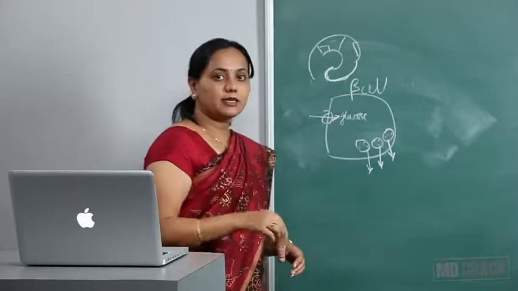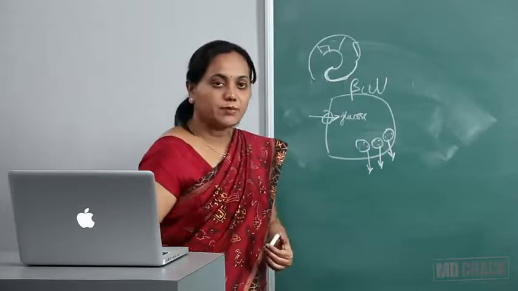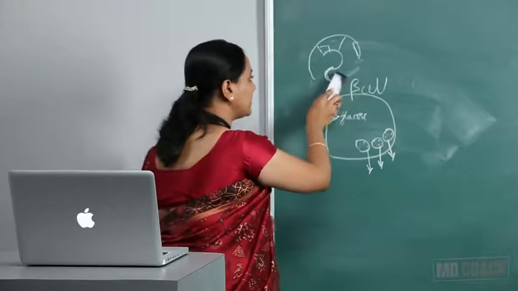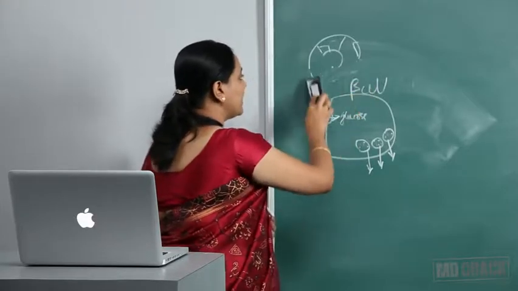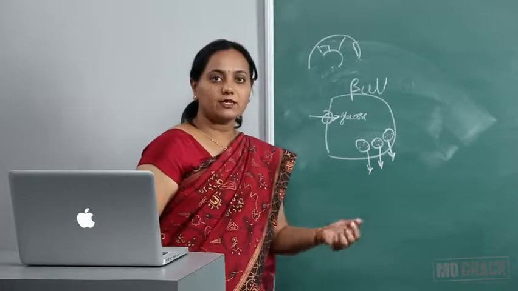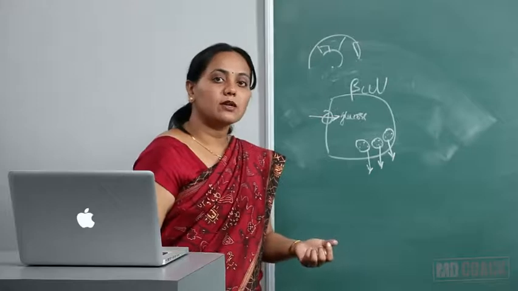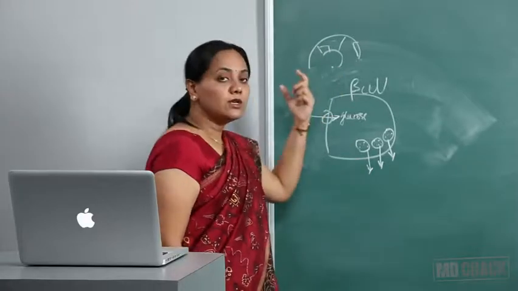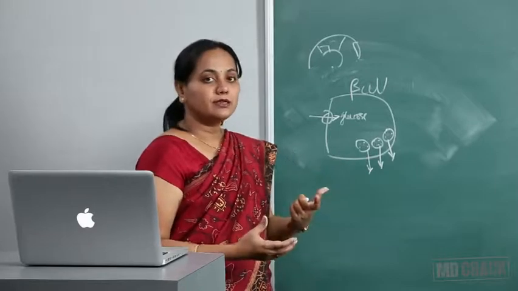Along with this, it is released, but then this connecting peptide is cleaved off, and the C-peptide levels can be measured in the blood to know how much insulin is being released. Instead of just measuring the insulin levels, we usually go for C-peptide. Why? Because C-peptide has a longer half-life when compared to insulin. So it gives a more accurate measure of insulin release.